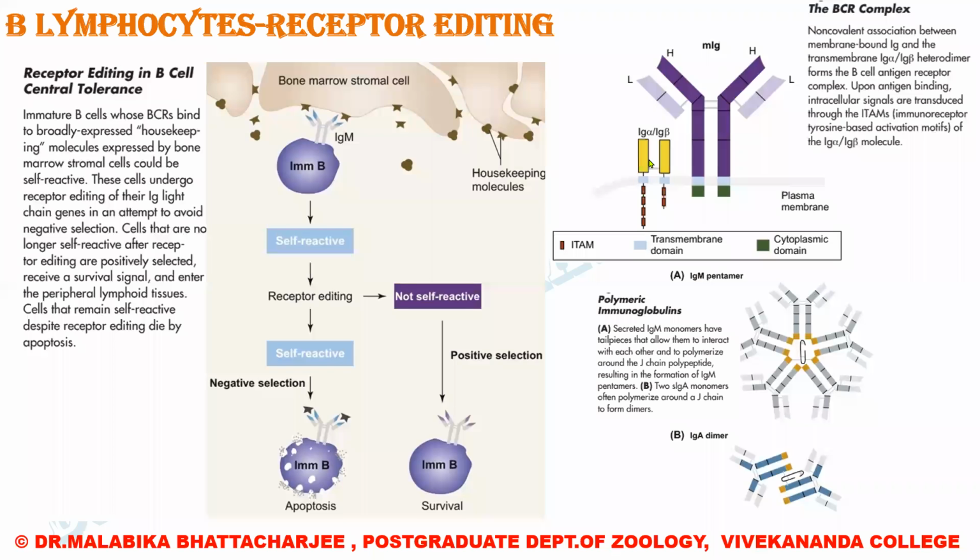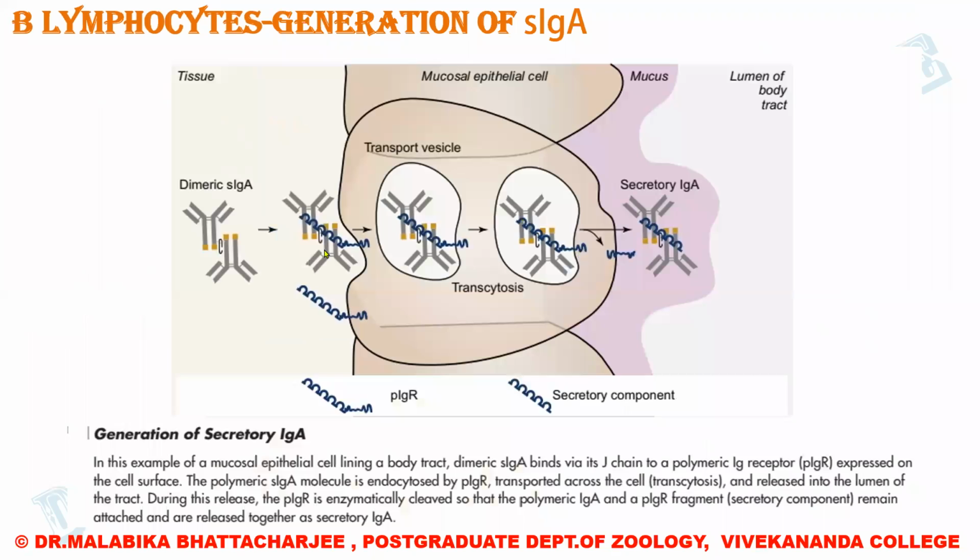Now, this is a very simplified structure of the B cell receptor. I'm not getting into the details of the B cell receptor. And these are the structures of the two polymeric immunoglobulins that are produced. They are also produced in the secretory form; they have the secretory variant as well as the membrane bound variant. Now this is the movement of dimeric IgA. So this is the secretory IgA, and this is the IgA that is to be secreted.